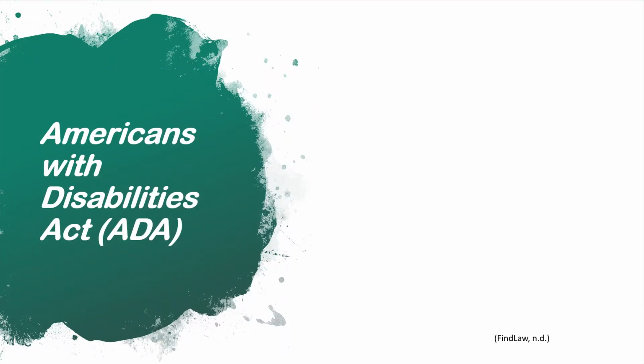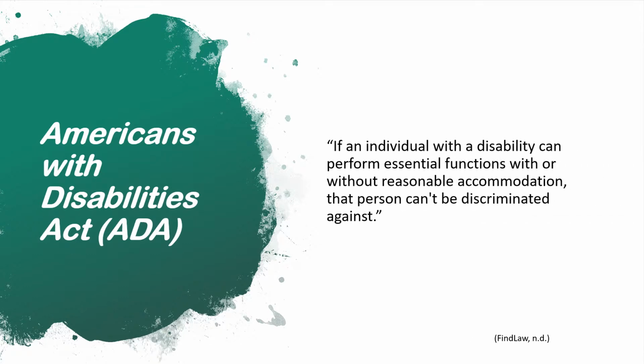The Americans with Disabilities Act. The ADA prohibits discrimination based on a disability. The ADA provides that if an individual with a disability can perform essential functions with or without reasonable accommodation, that person can't be discriminated against on the basis of their disability.